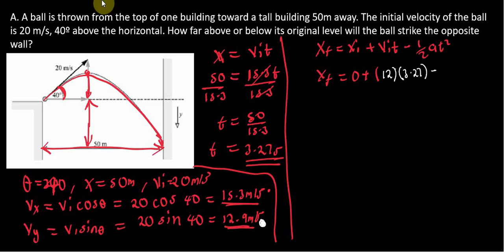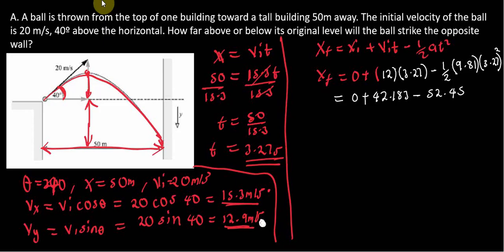3.27, minus 1 over 2. What is the acceleration? The acceleration is due to gravity. And what's the time? 3.27, then you square. So it will be 0 here plus, when you multiply there, you shall get 42.183 minus, when you multiply this side again, you shall get 52.9.